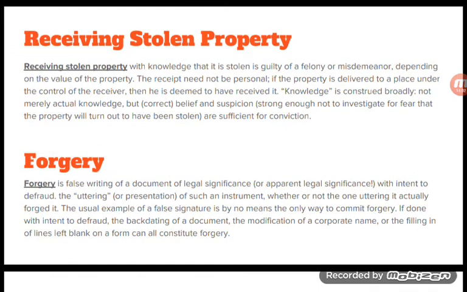Receiving stolen property requires some amount of knowledge. Knowledge, though, is construed broadly. It's not mere actual knowledge, but the correct belief and suspicion strong enough not to investigate for fear the property will turn out to be stolen are sufficient for conviction. So states are going to treat this differently, but there's a question in regard to knowledge. How much did you know when you received the property that it was stolen?